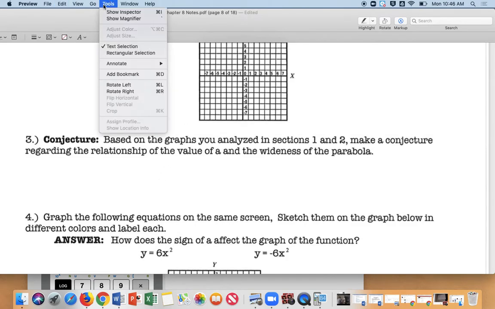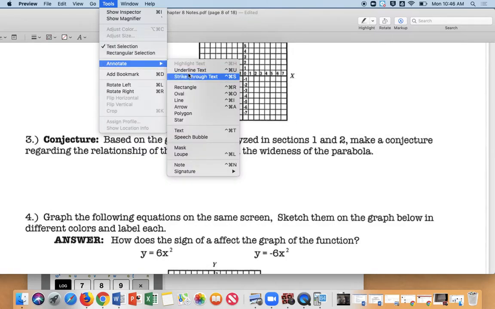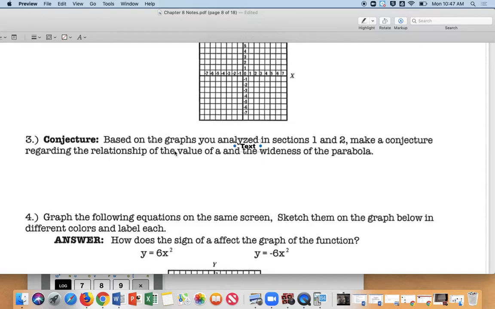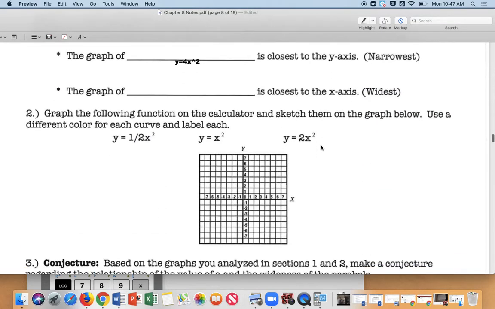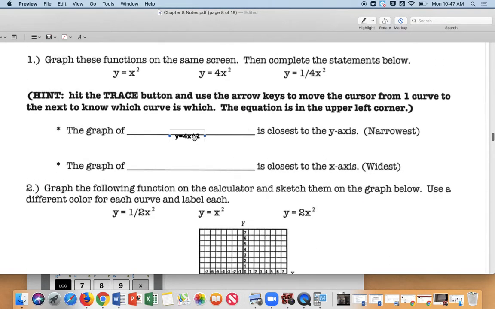The conjecture is based on the graphs that you analyzed in sections 1 and 2. What is the relationship between the number out in front of the x and the wideness of the parabola? Well, a, as we like to call it, controls the width of the parabola. And a is this number out here in front of the x squared. Up here in our problems, this number controlled the width, and so did this one.